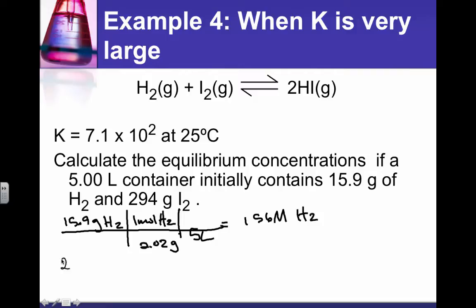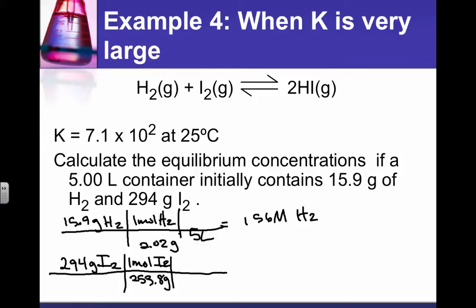For iodine gas, I have 294 grams of iodine, which sounds like an awful lot, but iodine is quite a heavy gas in terms of its molar mass. So I'm going to work this out. 1 mole of iodine weighs 253.8 grams. That's a big molecule, and that's in a 5-liter container, so the molar concentration of iodine is 0.232 molar iodine gas.